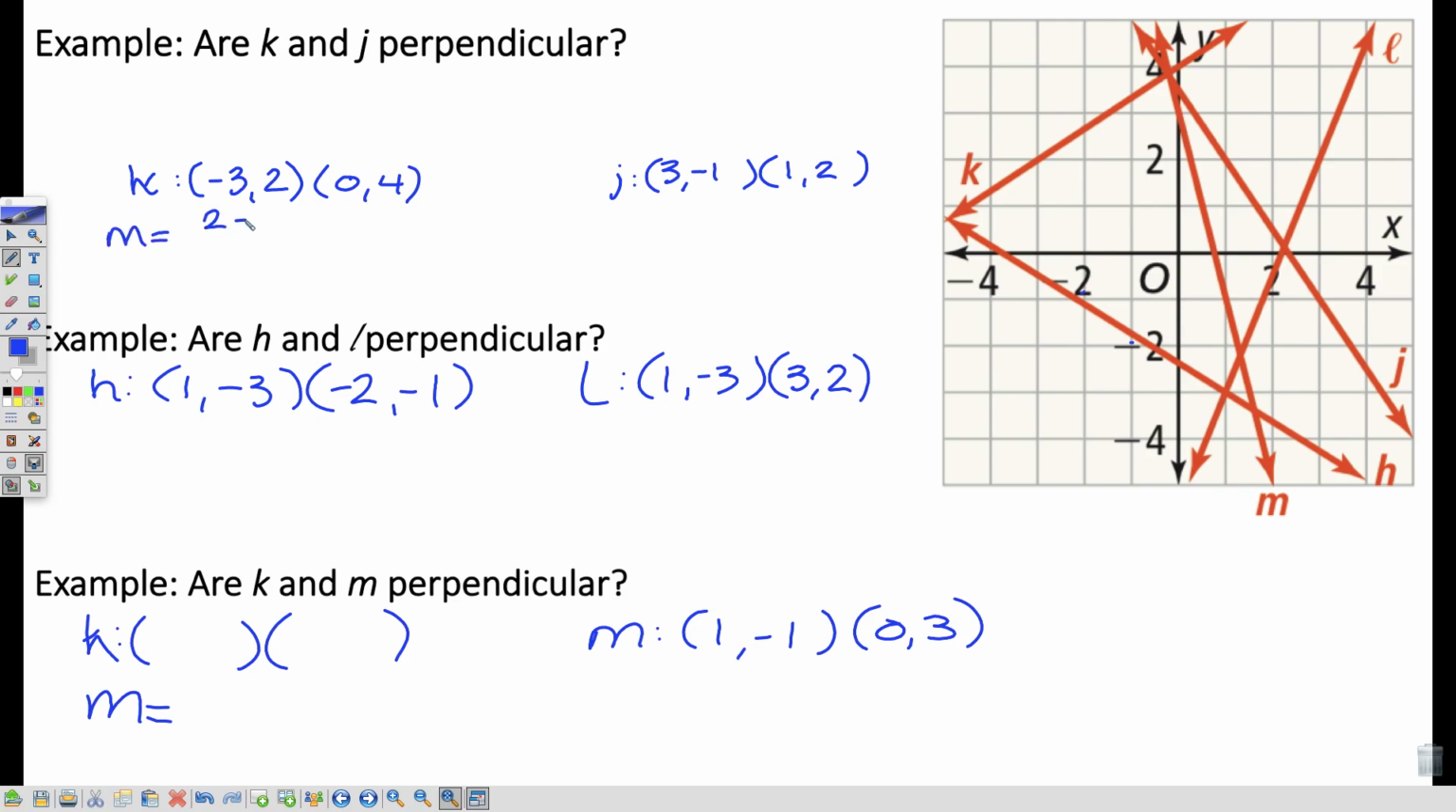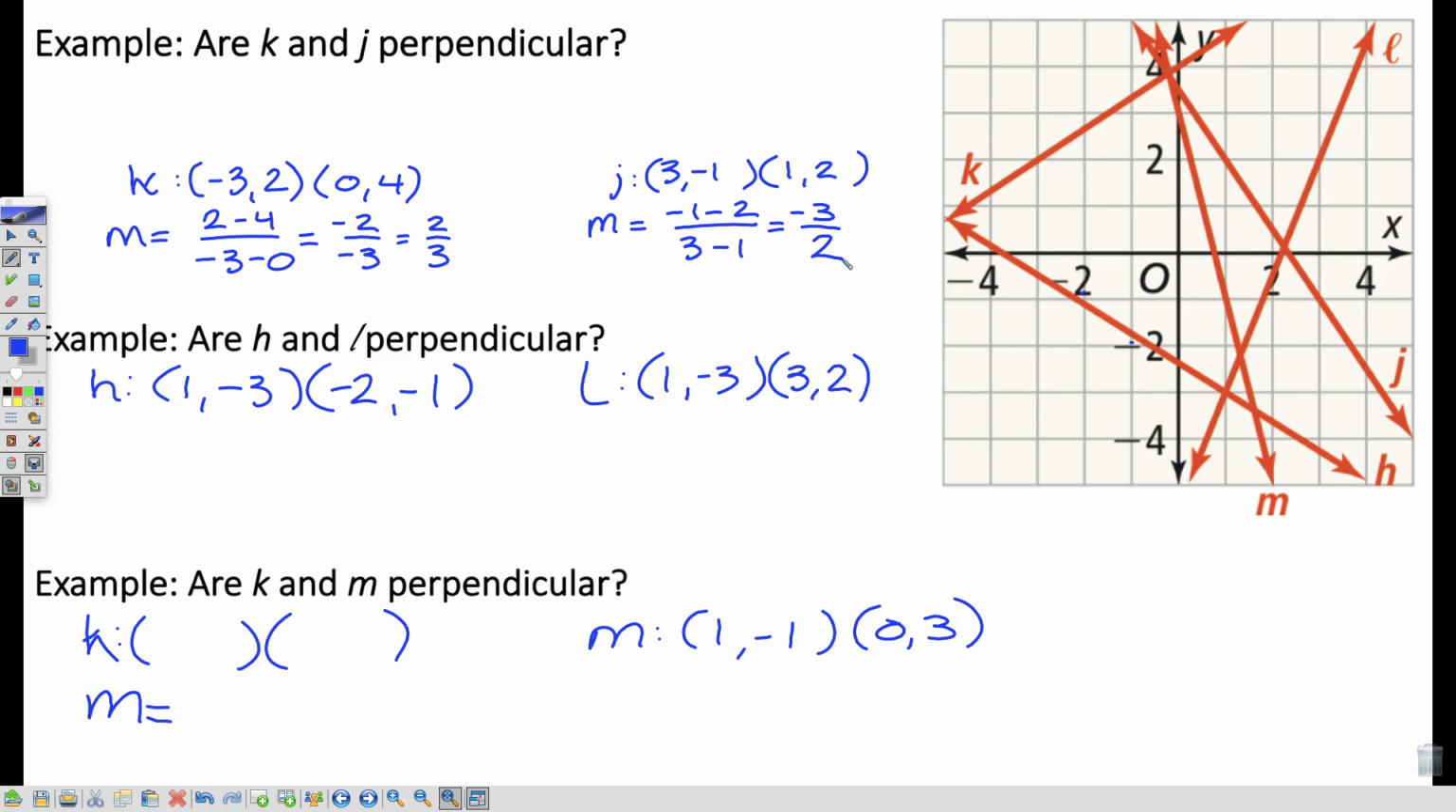Okay, so 2 minus 4 over negative 3 minus 0. So negative 2 over negative 3. So that's just 2/3. Is that what you guys got? Okay. And then I have negative 1 minus 2 over 3 minus 1. So negative 3 over 2.